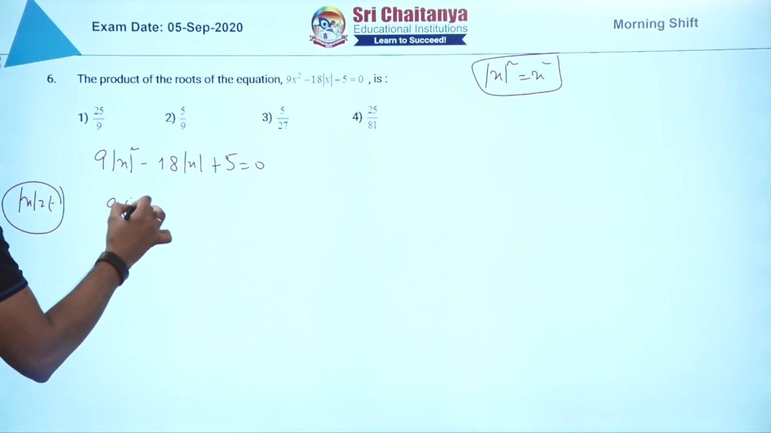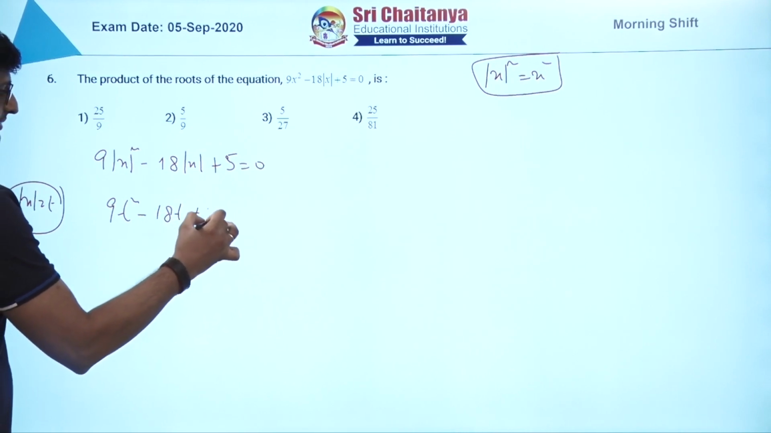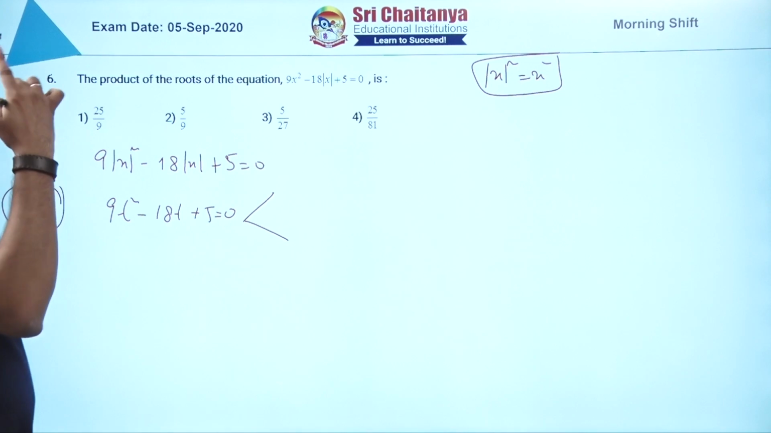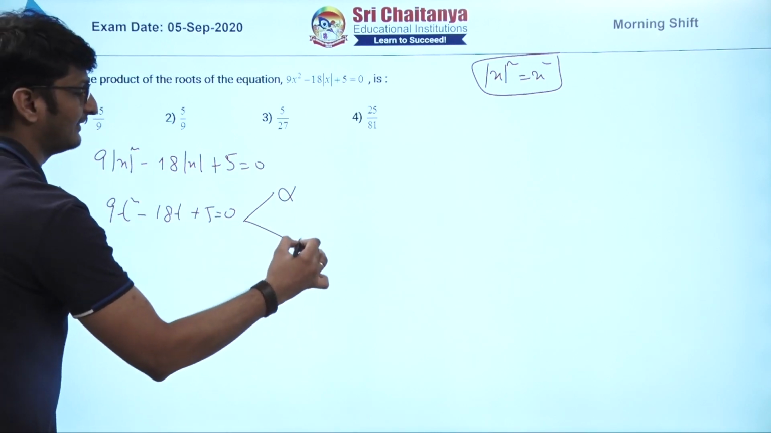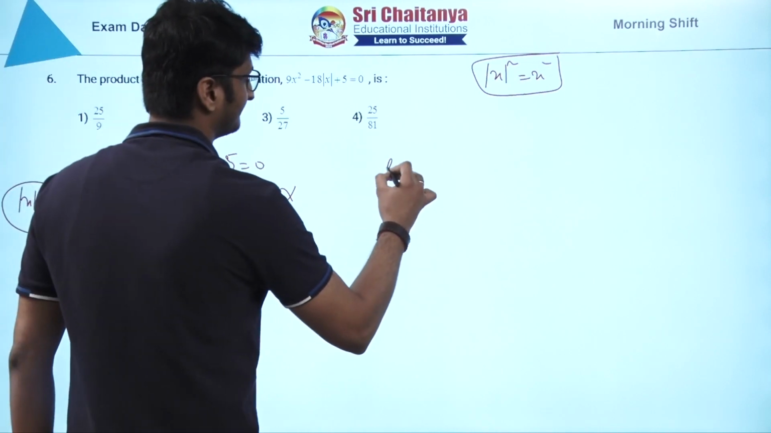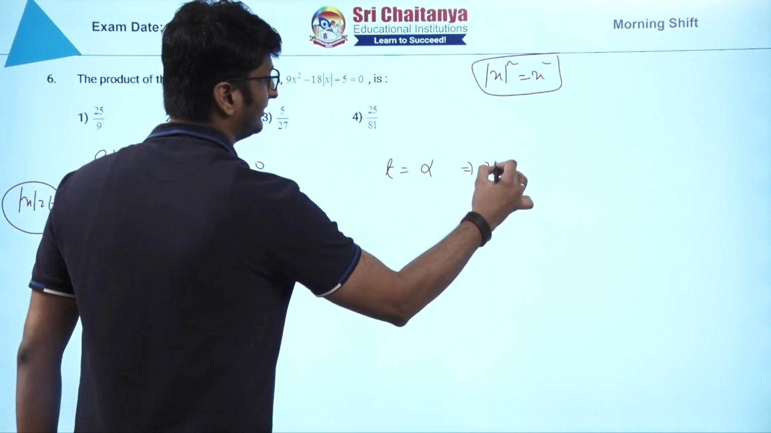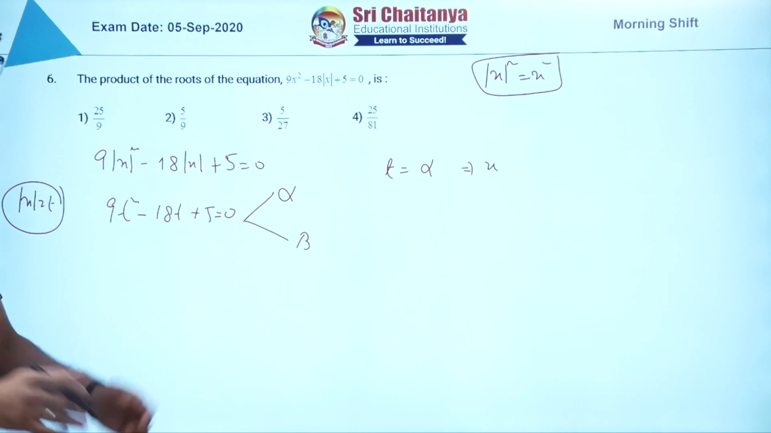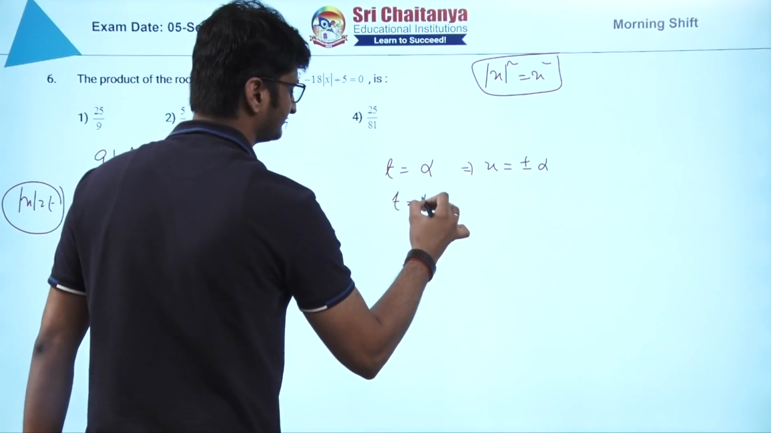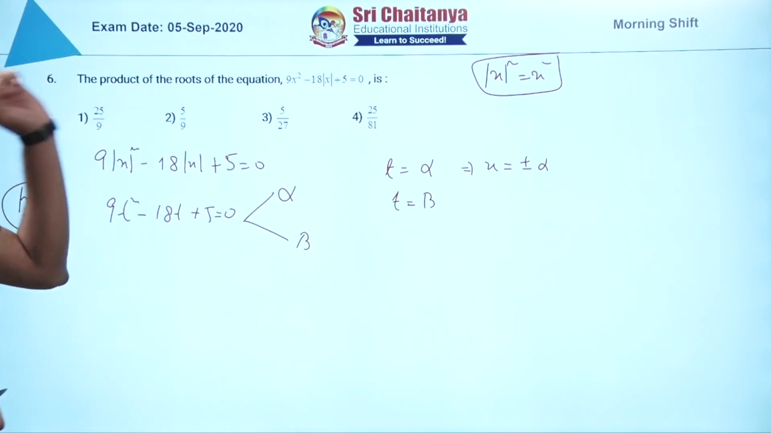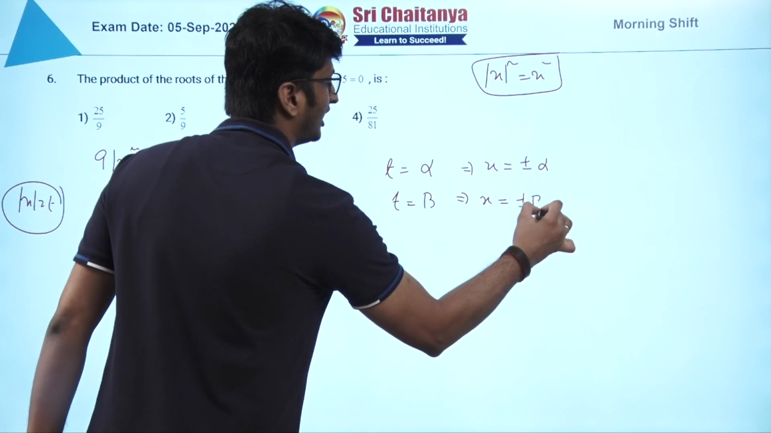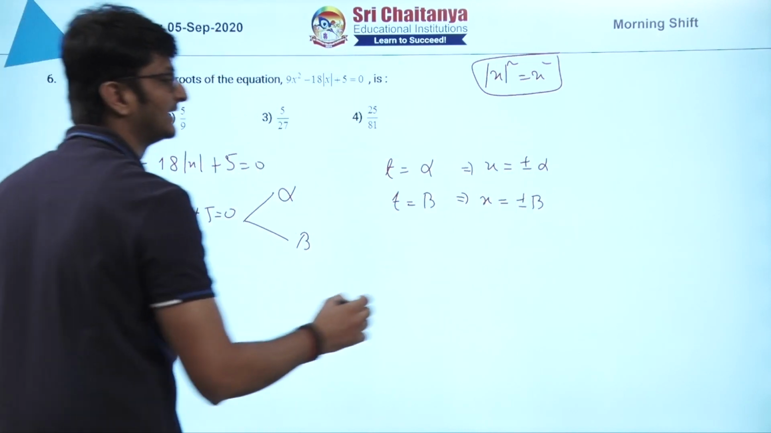So, it is 9t square minus 18t plus 5 equal to 0. It is negative, it is positive, both the roots will be positive, you can see. Let the roots be alpha and beta, that means t is equal to alpha and t is equal to beta. So, that is why x will be equal to, t is nothing but mod x only. So, x will be equal to plus minus alpha, t is equal to beta, other root, t is nothing but mod x. So, again x will be equal to plus minus beta. How many roots are there? 4 roots, we have to multiply all of them.